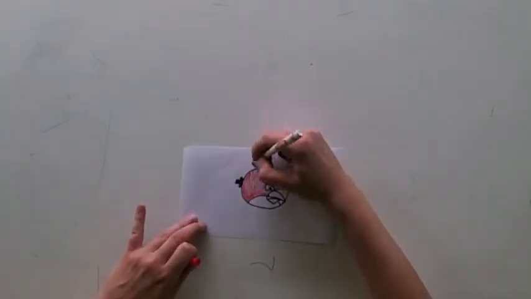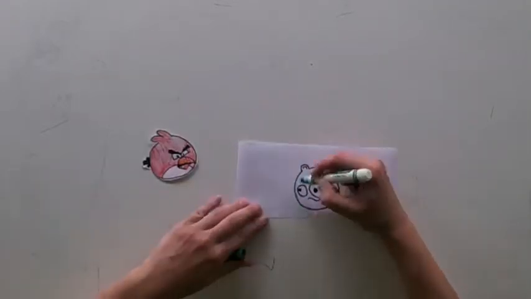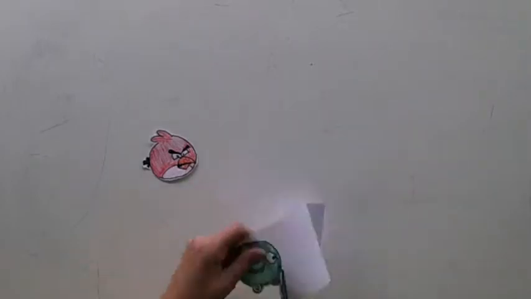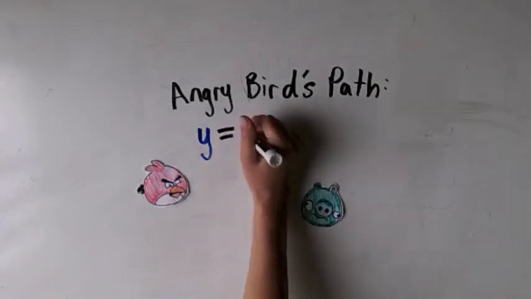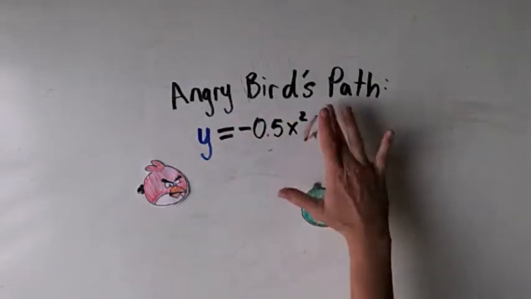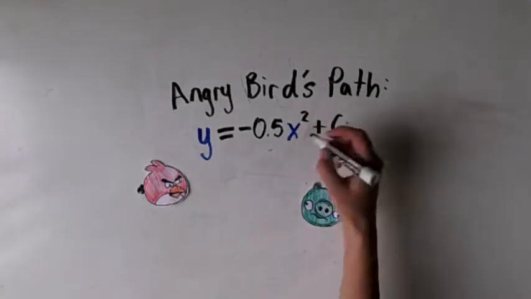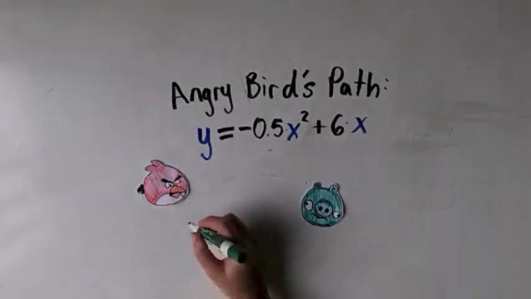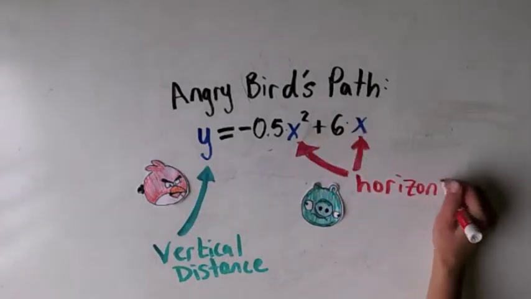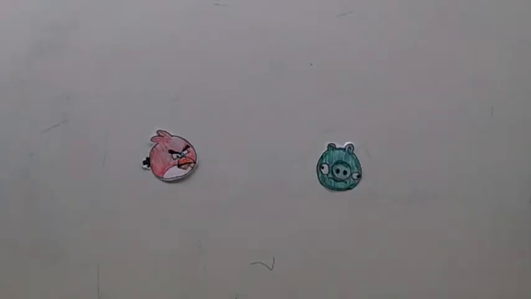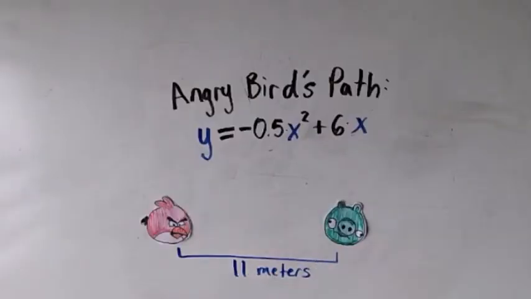Suppose an angry bird is waiting to be launched at an evil pig who happens to be 11 meters away, horizontally that is. And it just so happens that the angry bird's path will follow the path of a parabola given by the equation y equals negative 0.5 times x squared plus 6 times x, where x and y represent the bird's horizontal and vertical distance in meters respectively. The question becomes, will angry bird hit evil pig, who again is 11 meters away?